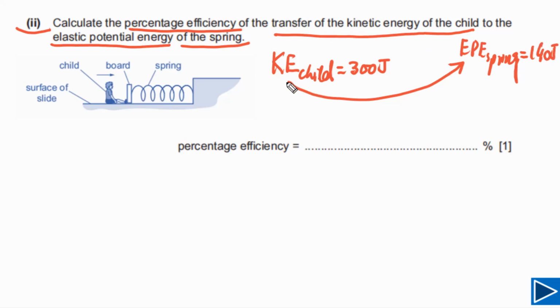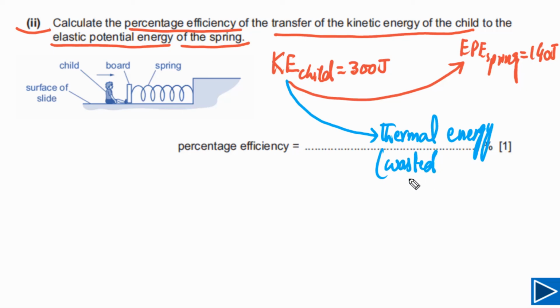140 joules. So simply we can say part of the kinetic energy has been transferred into other forms of energy. The other form of energy can be thermal energy, and this is a wasted form of energy. So we can simply write down thermal energy, and this is the wasted form, and this one is useful.